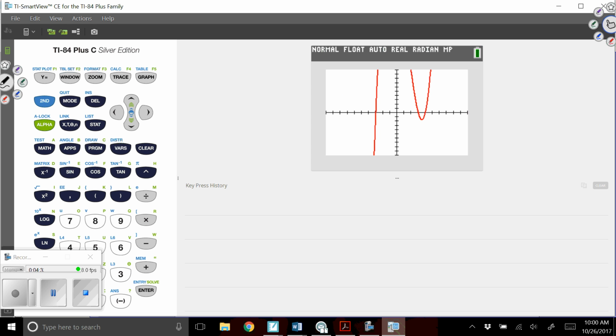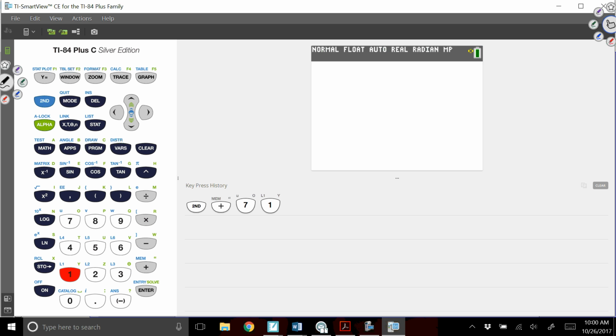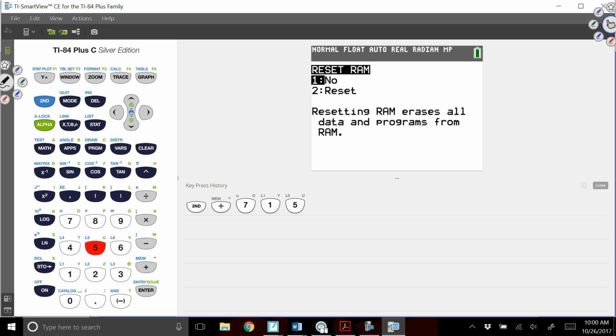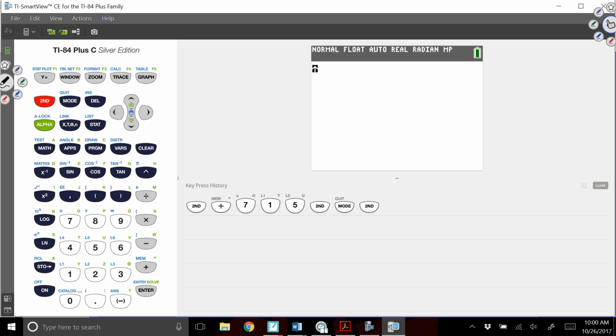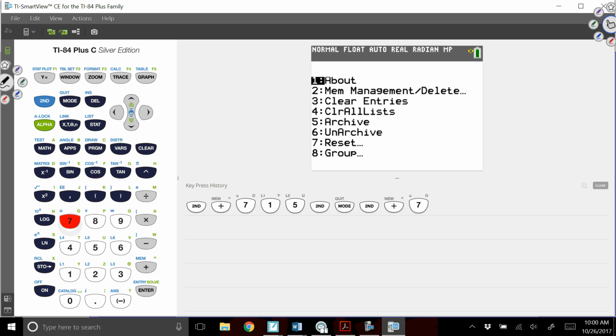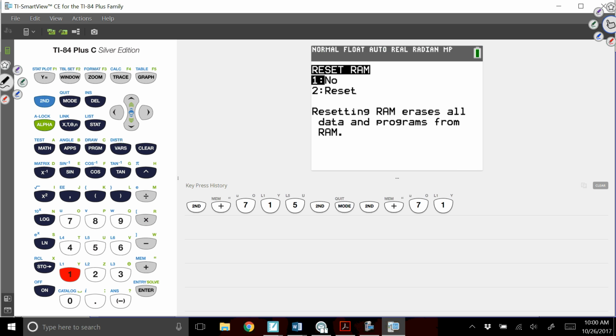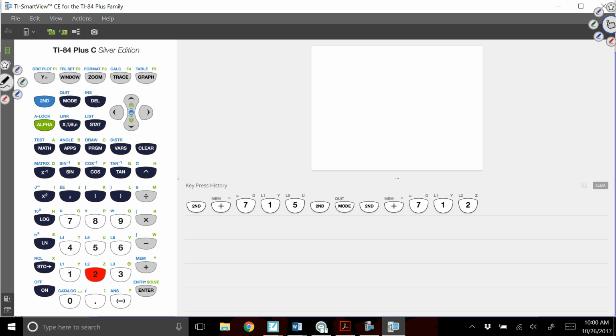In your graphing calculators, I don't know if you've already done it or not. Remember, it's second plus, second plus 7, 1, ooh, not 5. Let's quit that. I hit the wrong button. Second plus 7, 1, 2. There we go.